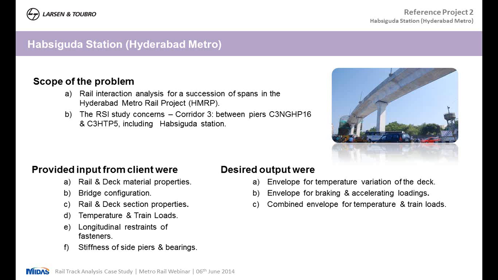The RSI study for this project concerns corridor 3 between piers C3NGHP16 and C3HT5, including Hapsigoda station. Provided input and output were the same as the first project, like rail and deck material properties, bridge configuration, temperature and train loads, stiffness of side, pier and bearings, and the output envelopes are the same.